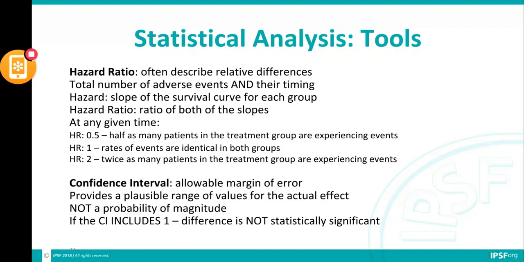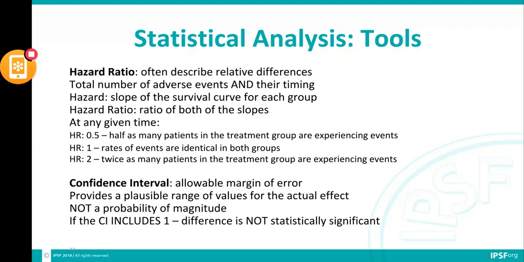And then the confidence interval is our allowable margin of error. So it provides a plausible range of values that this actual effect could be observed. But it's not a probability of magnitude. It's not going to tell you how great the effect is going to be, but it'll give you an idea of where people are responding.